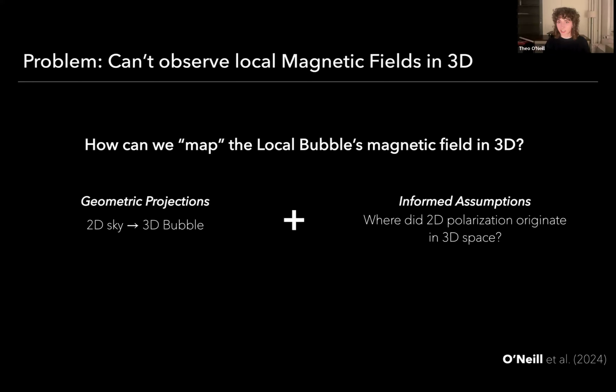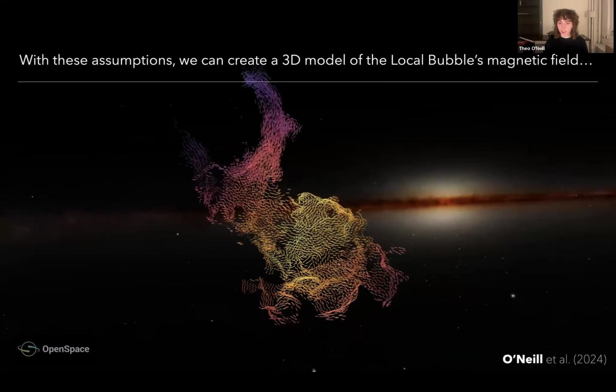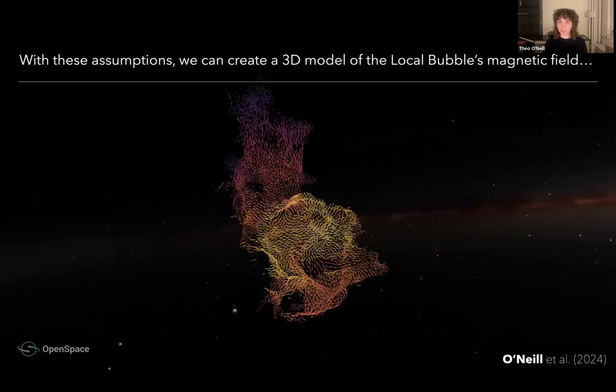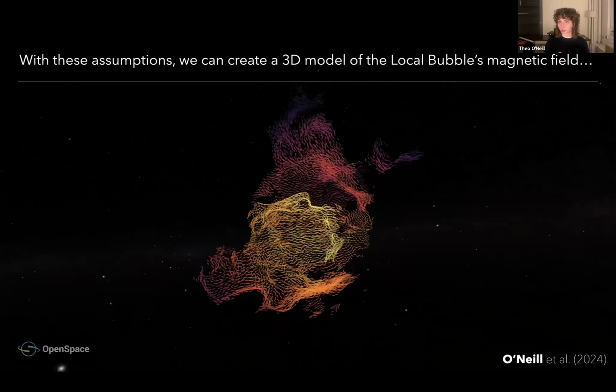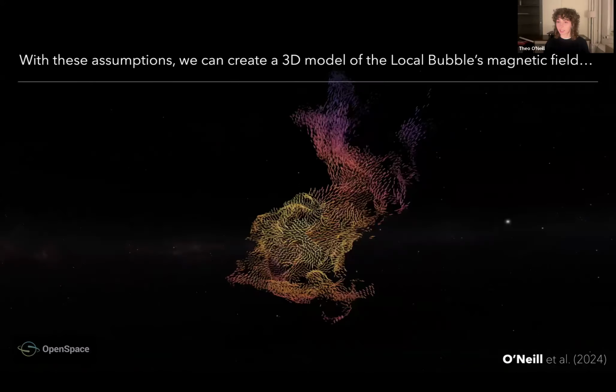I won't talk a ton tonight about the specifics of how we do this sort of transformation to map magnetic fields in 3D, but if anyone's interested, please feel free to ask me. I'd love to talk more about it. But so the net result of this sort of analysis is the creation of a reasonable 3D model of what our local bubble's magnetic field likely looks like.